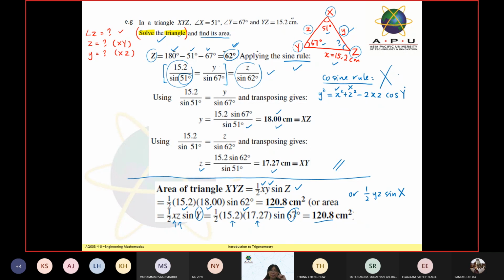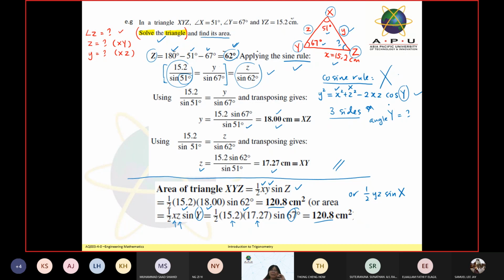To solve the angle, can you see, if you want to use the cosine rule to solve the angle, let's say I'm using this formula, the angle is this one, cos y. This is the only angle involved. So if you want to use the cosine rule to solve for the angle, then you need 3 sides. You need 3 sides if you want to find the angle.